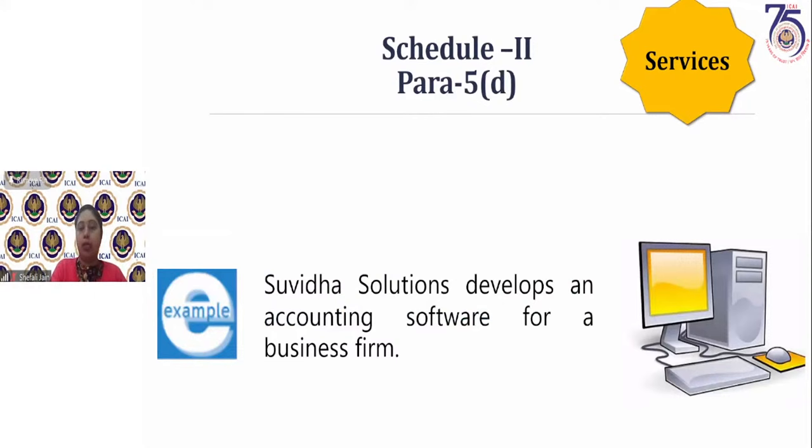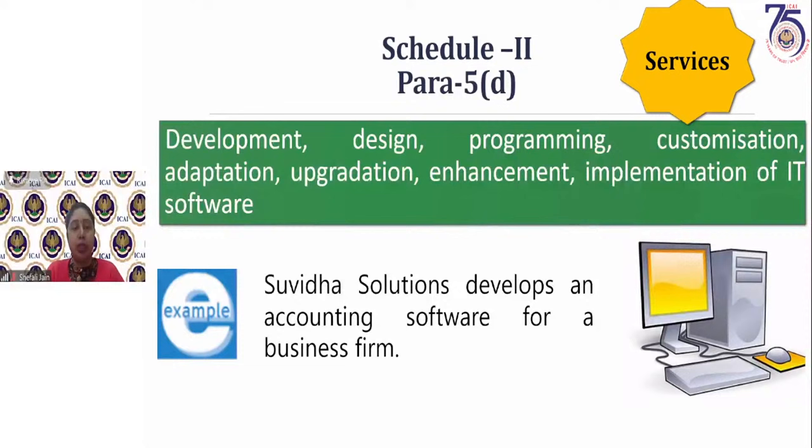Then we come to para 5D, which is development, design, programming, customization, adaptation, upgradation, enhancement, and implementation of IT software. If you are providing any service relating to IT software regarding its development, designing an IT software, or specifically customizing it for a client to suit his specific needs, or you have adapted an existing software for a customer, or upgraded a software to a new version because new technologies are coming every day, or improved the existing software, or implemented that software in a particular company, then that is a supply of service as per schedule 2 in para 5D.